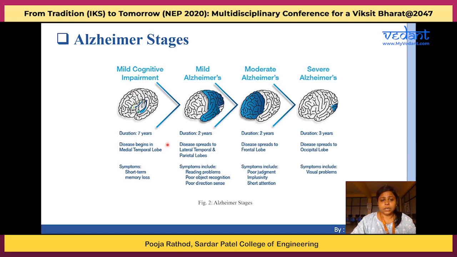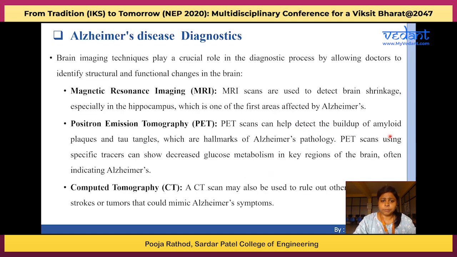Then in mild, there are reading problems, poor object recognition, and poor direction sense. In moderate, sometimes poor judgment, impulsiveness, and short attention. And if it goes to the severe condition, then it may also cause visual problems. So these are the basic diagnosis techniques: MRI, PET scan and CT scan.